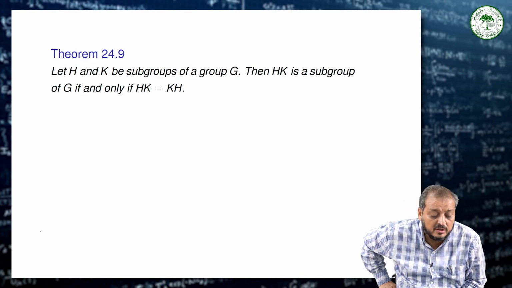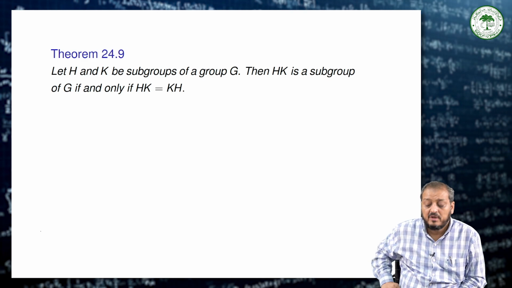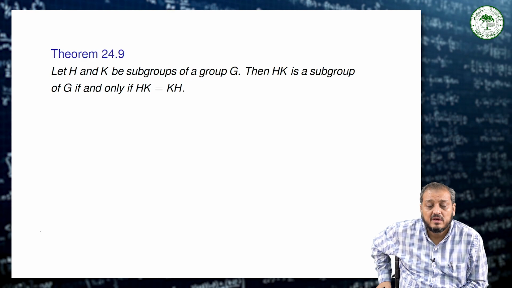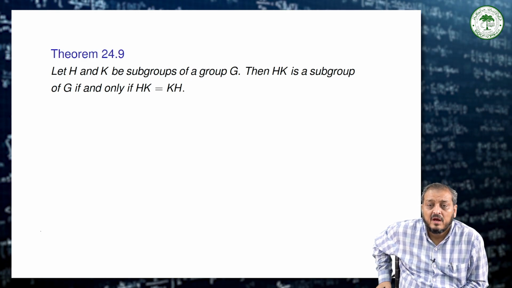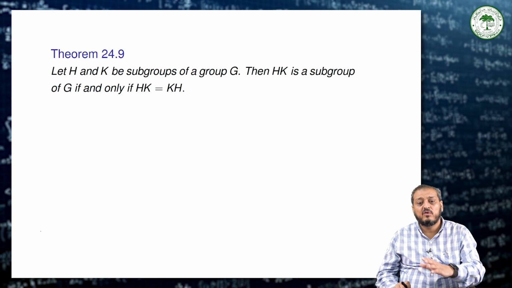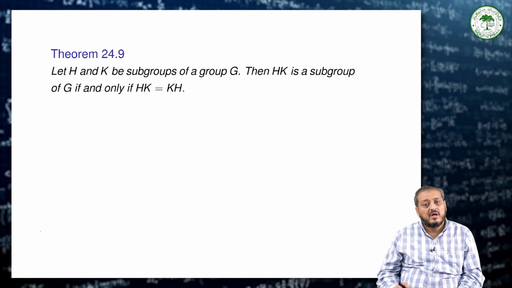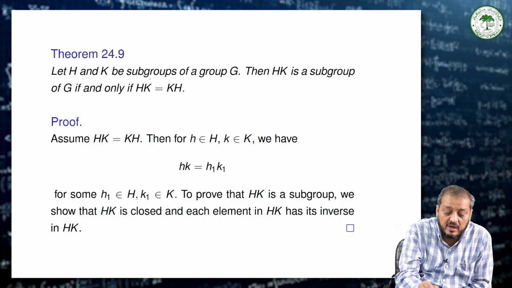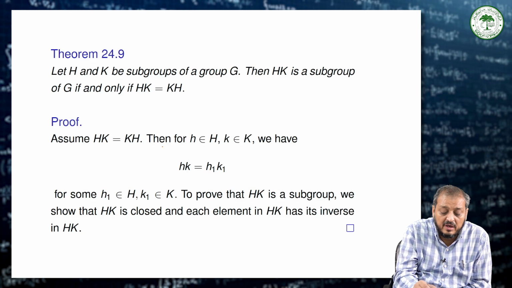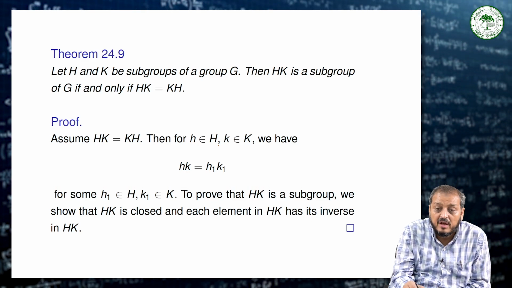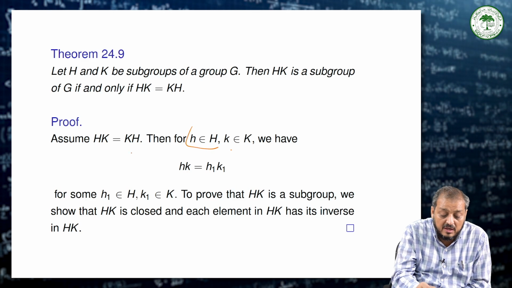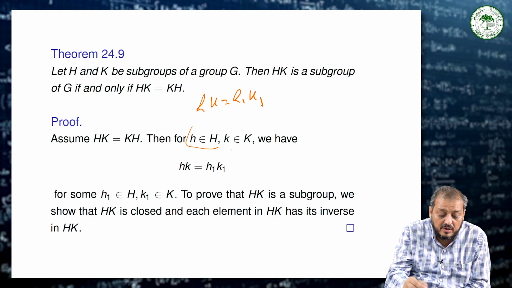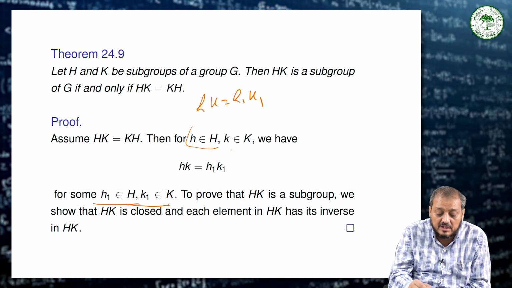So today we start the proof of this theorem, which says: let H and K be subgroups of a group G. Then HK is a subgroup if and only if HK is equal to KH. So we assume that HK is equal to KH. If hk is an element of KH, then for some h in H and k in K, we can say that hk is equal to h1k1, for some h1 in H and k1 in K.